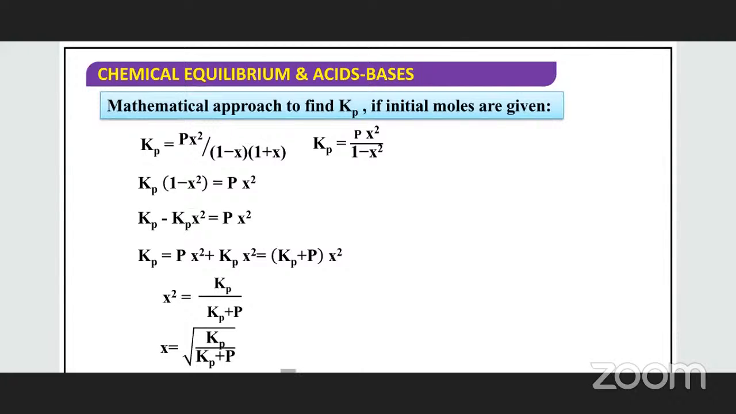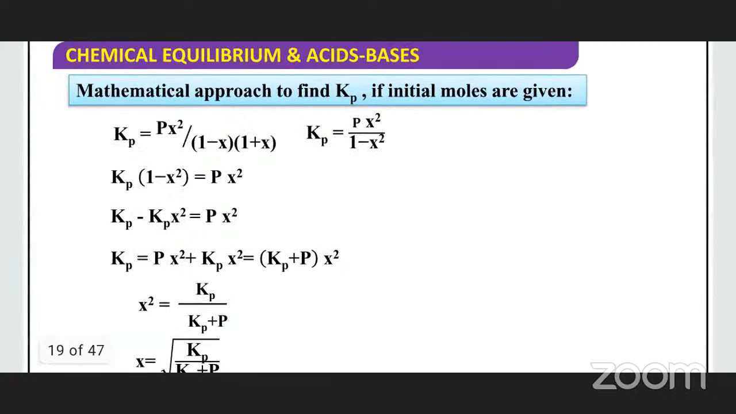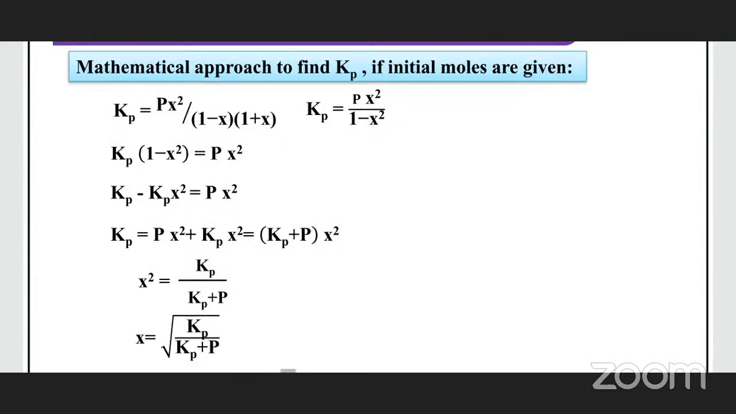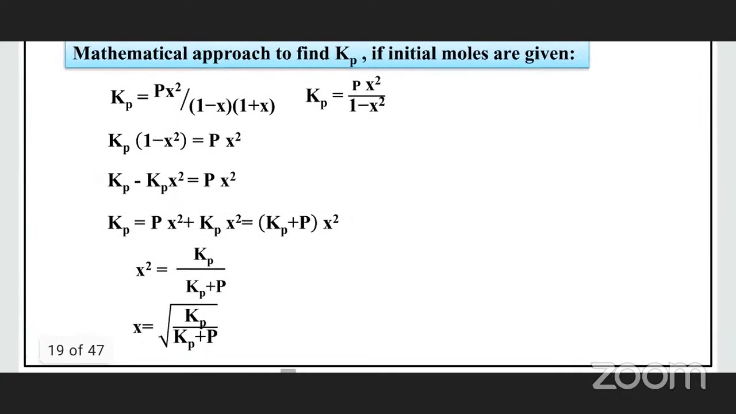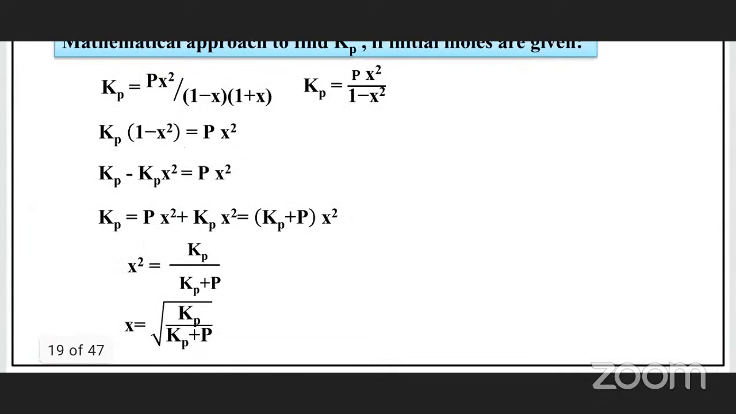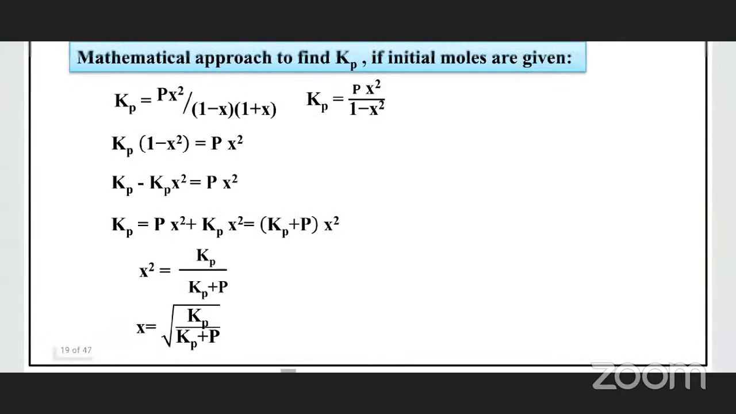Therefore, Kp into (1 minus x squared) is equal to P x squared. Kp minus Kp x squared is equal to P x squared. Kp is equal to P x squared plus Kp x squared. Taking the common factor, x squared (Kp plus P). x squared is equal to Kp by (Kp plus P). x is equal to square root of Kp by (Kp plus P).